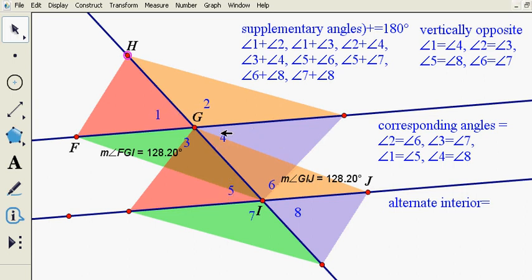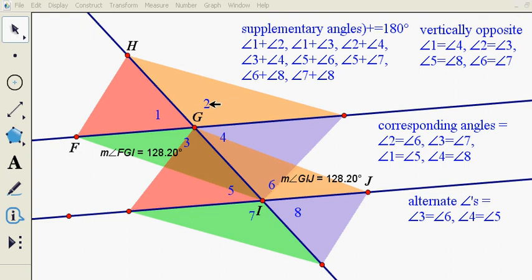If I know angle 1 is equal to angle 4 because they're vertically opposite, and angle 1 is equal to angle 5 because they're corresponding, then angle 4 must also equal angle 5, and they're alternate interior angles as well. They kind of make a Z shape, and this one made a backwards Z shape. I know there's a lot. There's only one more left to go.